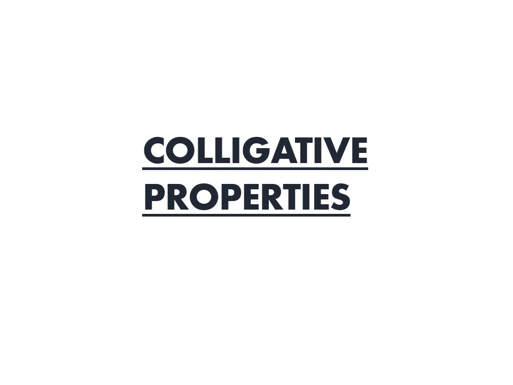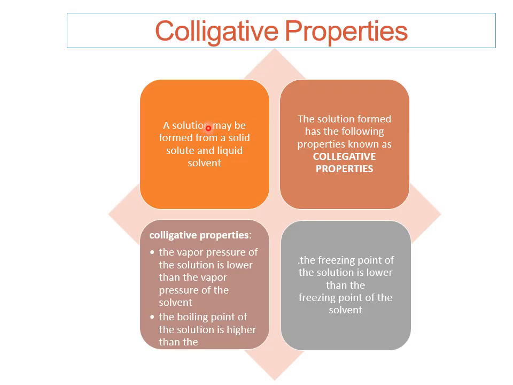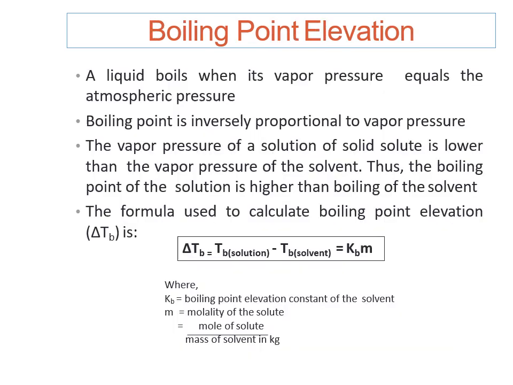Last but not least, the topic is colligative properties. It means that a solution may form from a solid and a liquid solvent. The solution has colligative properties if the vapor pressure of the solution is lower than the vapor pressure of the solvent, the boiling point of the solution is higher, and the freezing point of the solution is lower than the freezing point of the solvent. So let's look at boiling point elevation and freezing point depression. Colligative properties only apply to these two points, the boiling point and the freezing point.